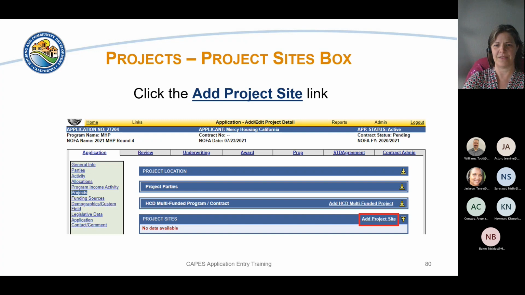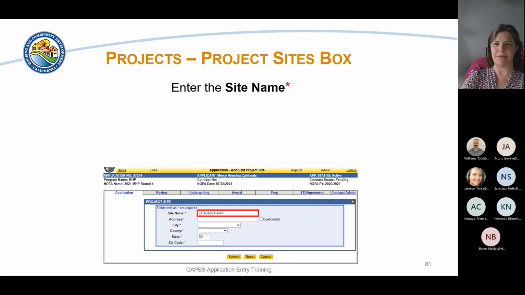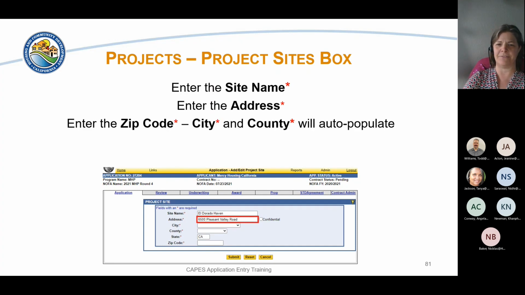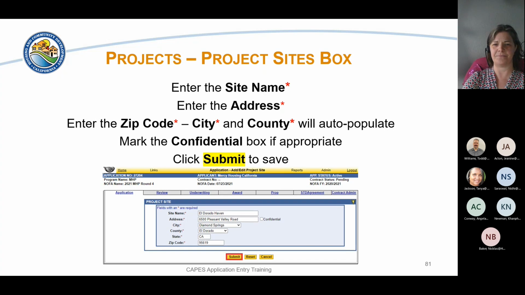Should you need to add that, we click the link for Add Project Site. Site name, similar to project name, we'll want to use proper capitalization. Again, for this address, I'll recommend entering the distinct, different street address and entering the zip code to let CAPES do the work for city and county. After that's all done, if this needs to be confidential, at that point, you would use the confidential checkbox and then submit to save.